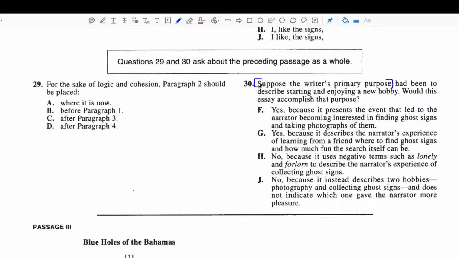Had been to describe what? Starting and enjoying a new hobby. Would this essay accomplish that purpose? So if we're going to say yes as opposed to no, then we have two parameters that we need to confirm. We have to confirm that this essay or passage was describing starting a new hobby and enjoying a new hobby. Both of them must be addressed in order for us to answer yes, otherwise we will need to answer no. So let's go up into the passage.